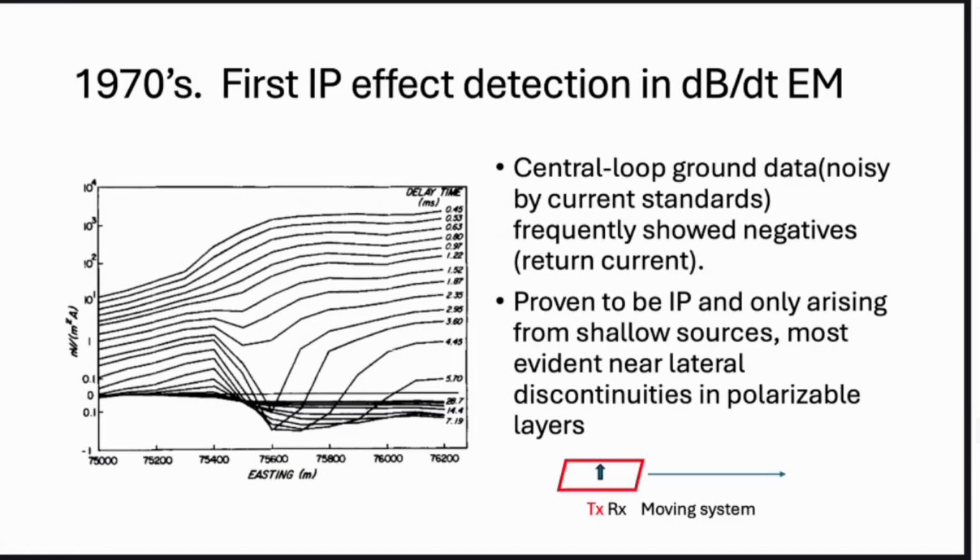In the 1970s, the first IP effects were seen with coil sensors, dB/dt, so not magnetic fields, but changing magnetic fields. Those were proven to be IP effects, and all of the early ones only arose from shallow sources.